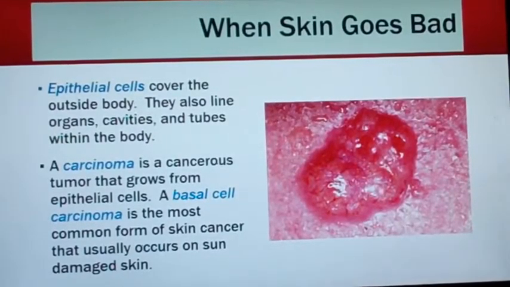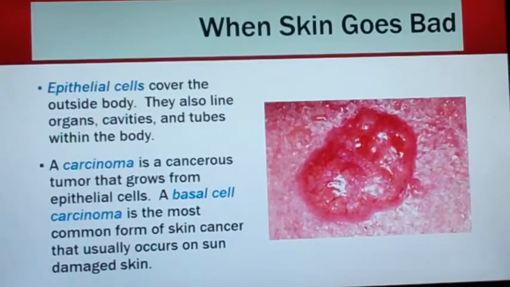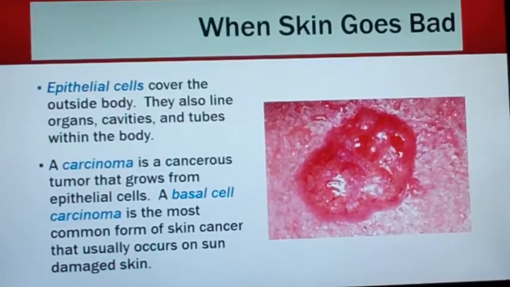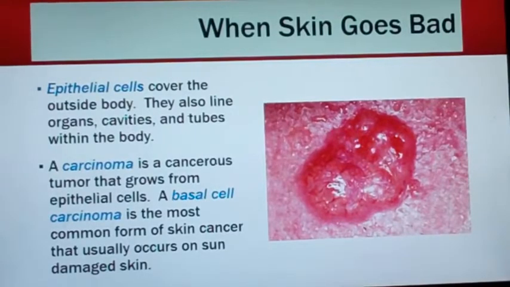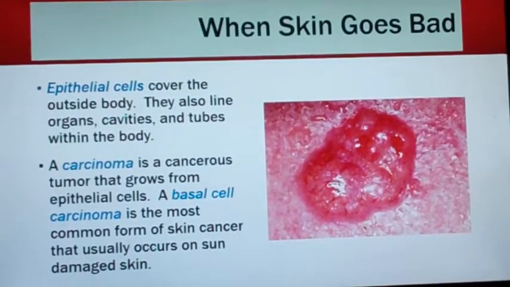Epithelial cells cover the outside body. They also line organs, cavities, and tubes within the body. A carcinoma is a cancerous tumor that grows from epithelial cells. A basal cell carcinoma is the most common form of skin cancer that usually occurs on sun-damaged skin.